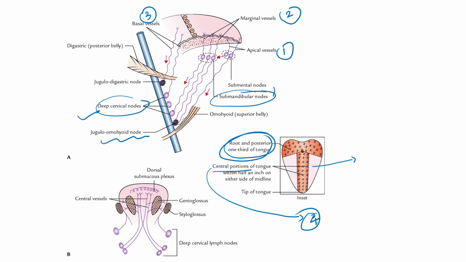So I repeat, the lymphatics from the tip and the inferior surface reach the submental group of lymph nodes. The lymphatics from the sides of the tongue reach the submandibular group of lymph nodes. The lymphatics from the central portion of the tongue reach the deep cervical group of lymph nodes, whereas the basal lymphatics from the root of the tongue and the posterior one-third of the tongue drain again into the deep cervical group of lymph nodes. So this is about the lymphatic drainage.